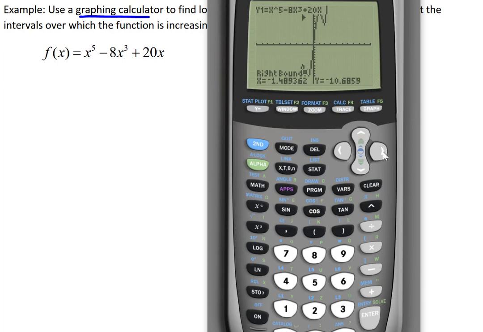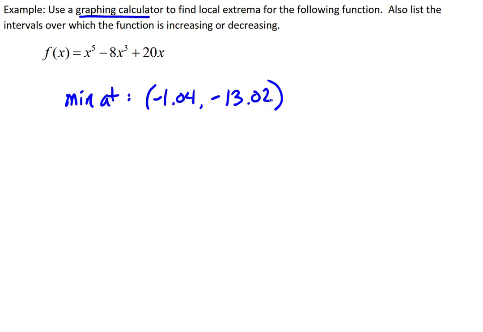So now I need to go clearly to the right, which means, yes, I need to dip that back down and then start coming back up and hit enter when I'm somewhere to the right of it, but not too far away. And then it wants a guess, so I'll move the cursor maybe back to the left a little bit so I hit what seems to be maybe near the bottom of that valley, and then hit enter there. It thinks for a second and spits out what it approximates as the actual coordinates of that minimum value. So the coordinates given to us by the calculator, rounded to the nearest hundredth, would be an x-coordinate of -1.04 and a y-coordinate of -13.02.